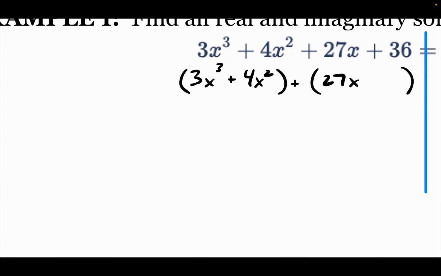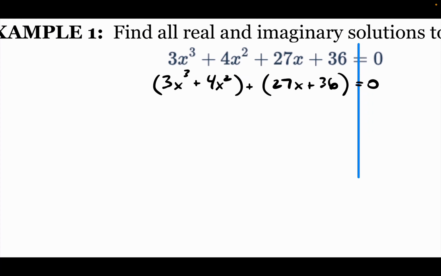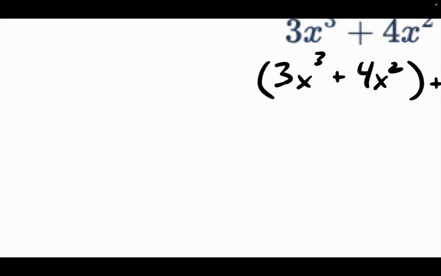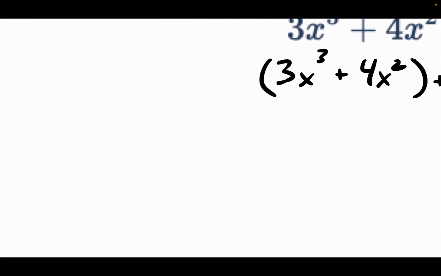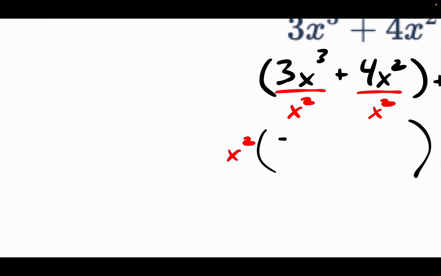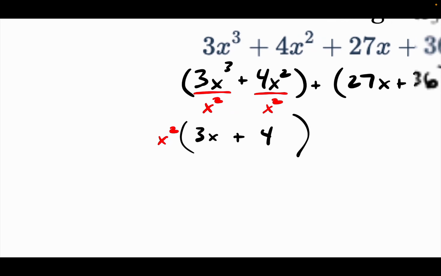Okay. And then I look for GCFs again, but now with the first group. So these 2 have a GCF. 1x squared. Okay. So that makes 3x plus 4. Okay. We've done this process many, many times. This is not anything new.